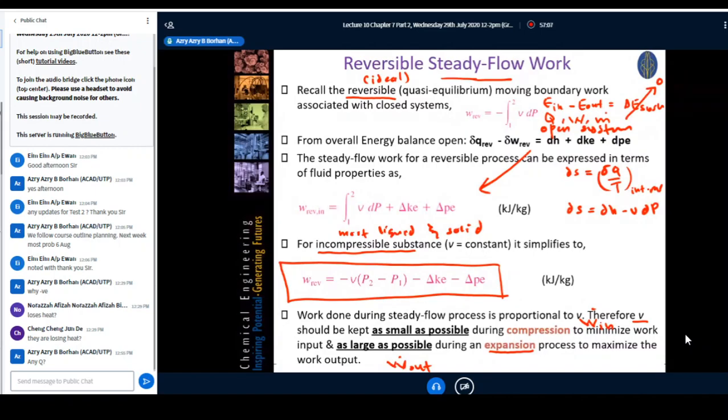And when you try to compress gas inside the piston, or for the pump or compressor that performs its job to transfer fluid from one point to another, or simply to increase the pressure and so on, that is the main purpose of having a turbine, compressor, and also a pump. Now, how can we demonstrate the importance of this reversible steady flow work?